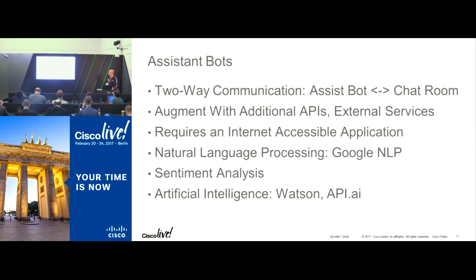So beyond interactivity, sort of like the command line for chat, when you get into real assistance, intelligent assistance, that's where it starts to get really cool. As we talked about before, these are two-way communications. These are applications that can receive messages, they can send messages, they can interact with other systems on the back end. But these can be augmented with additional APIs, external services, as well as advanced things like natural language processing, AI services like Watson and API.ai.